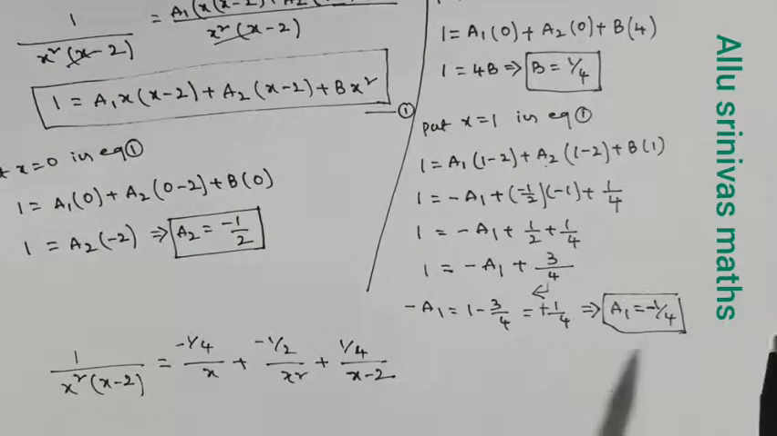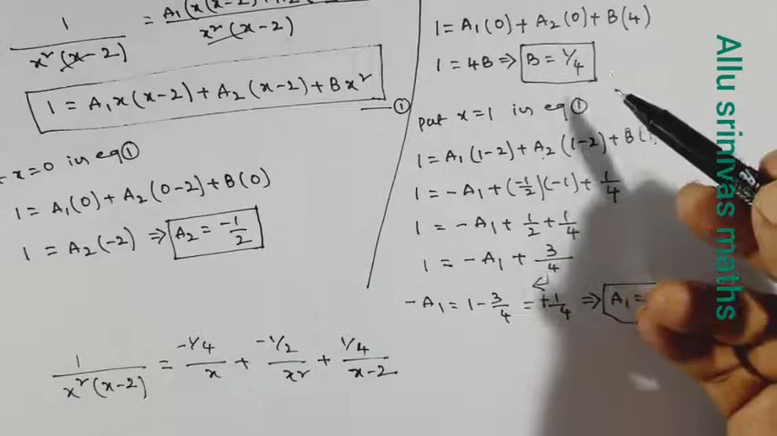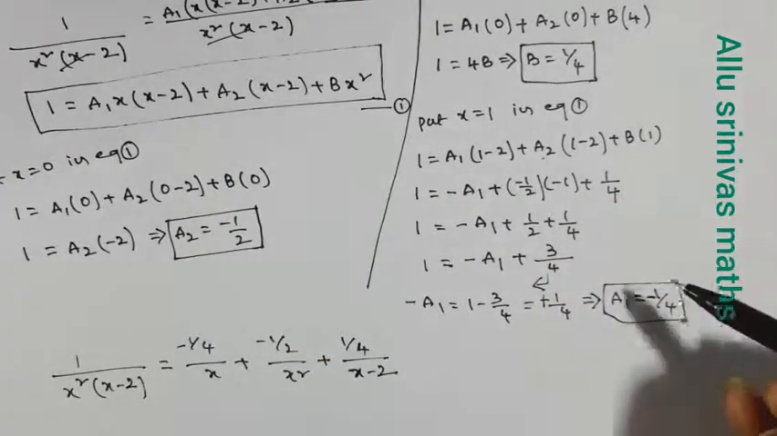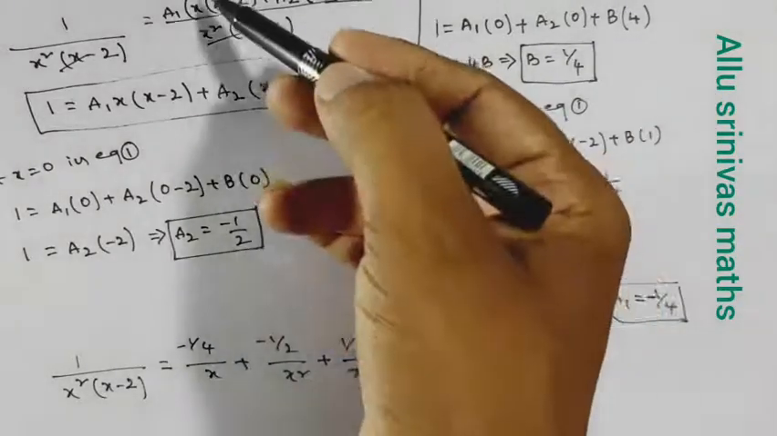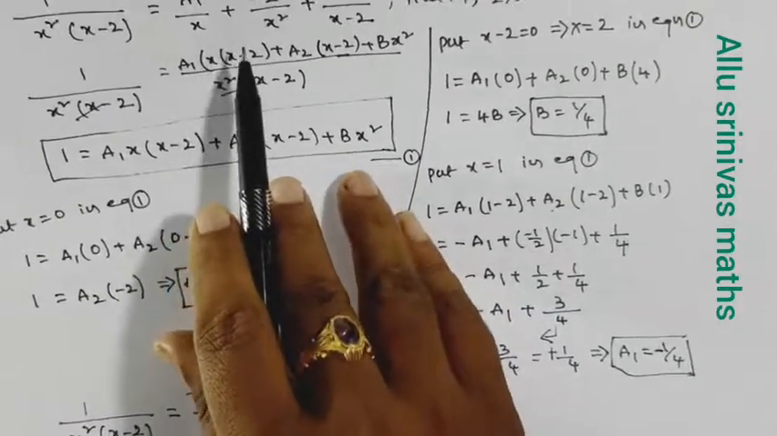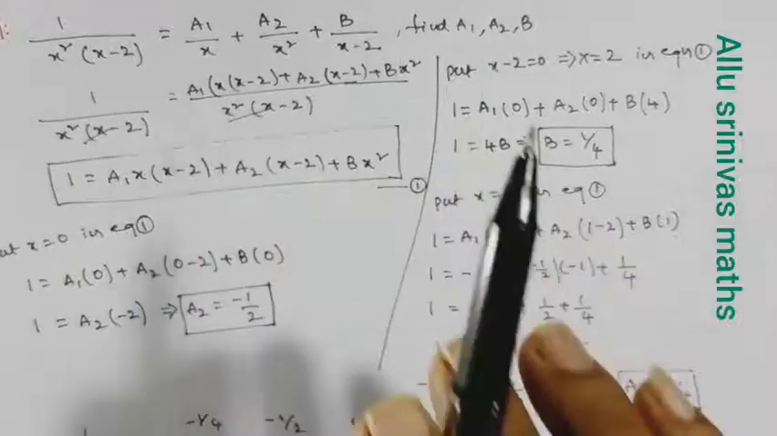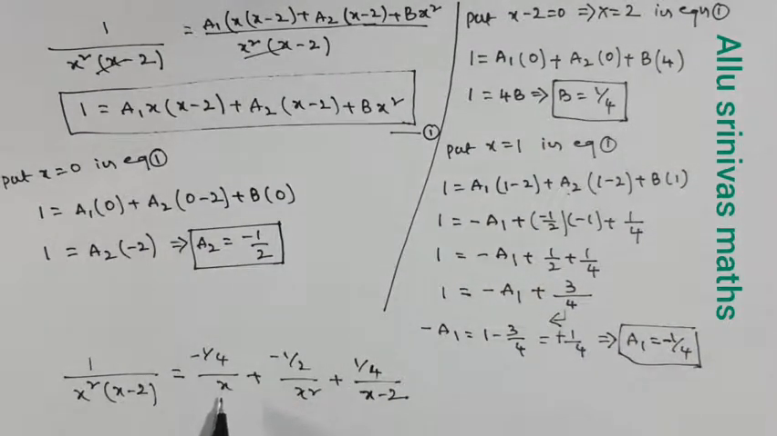So all the values have been determined: a1, a2, b. A1 is replaced by minus 1 by 4, b by 1 by 4, and a2 by minus 1 by 2. Substitute in the standard form. Finally, minus 1 by 4 by x, minus 1 by 2 by x square, plus 1 by 4 by x minus 2. This is the partial fractions of the given rational fraction.